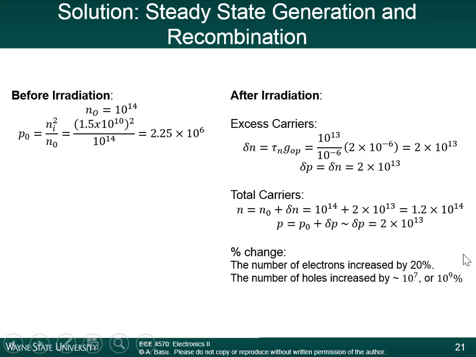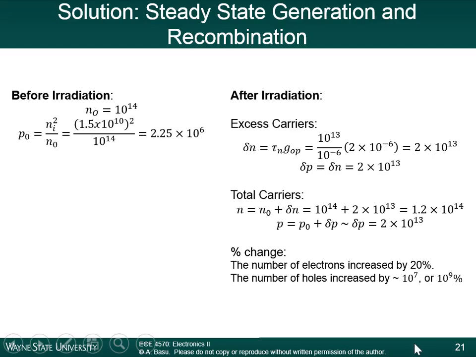Since the carrier lifetimes are identical in this problem, tau n is equal to tau p, these two are also going to be equal to each other. So sigma p is equal to 2 times 10 to the 13th. The total number of carriers, n, is equal to n0 plus sigma n. So it's 10 to the 14th plus 2 times 10 to the 13th. So it's 1.2 times 10 to the 14th per centimeter cubed.